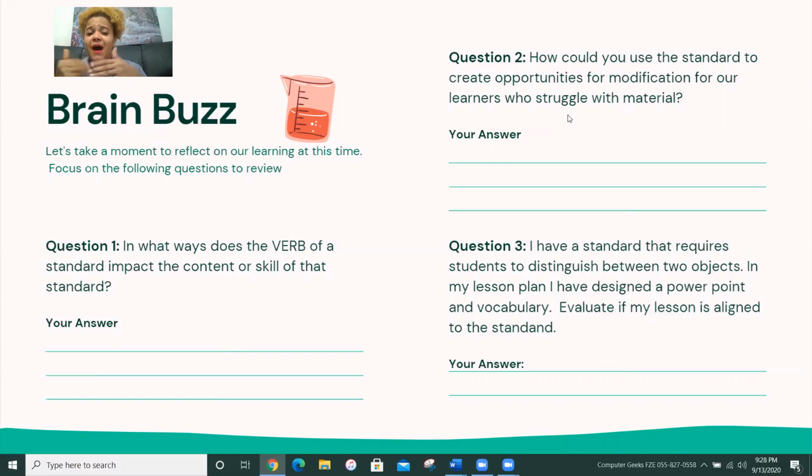Hopefully, you're giving me positive feedback to say that I might need to do a different activity, because if I have a standard that's requiring students to distinguish, but I'm designing a PowerPoint and vocabulary, I'm keeping them at a lecture level or a telling level where they will only be able to remember and define. I haven't yet put in my lesson plan something that's going to make them distinguish between two objects, which is your analyzation level.